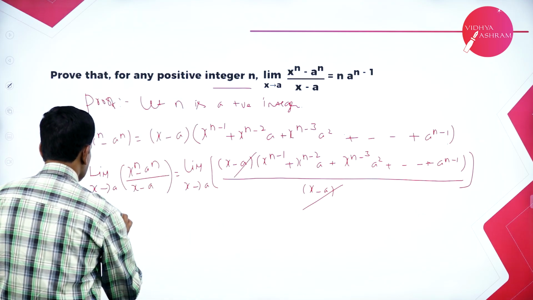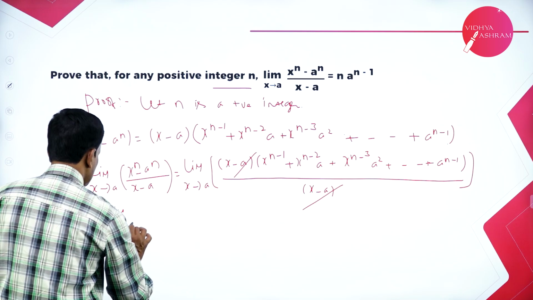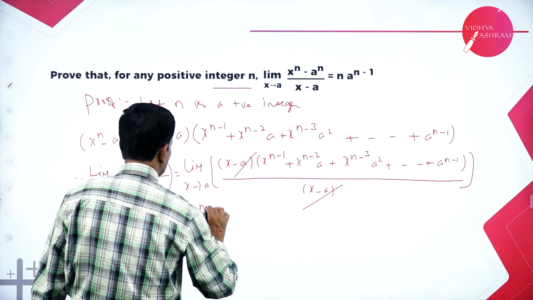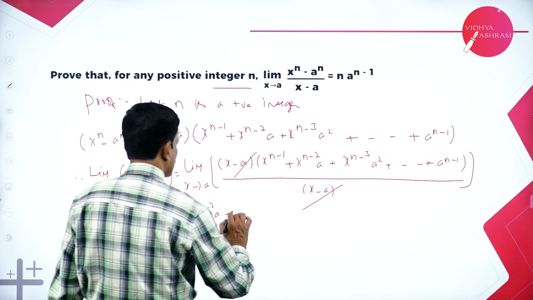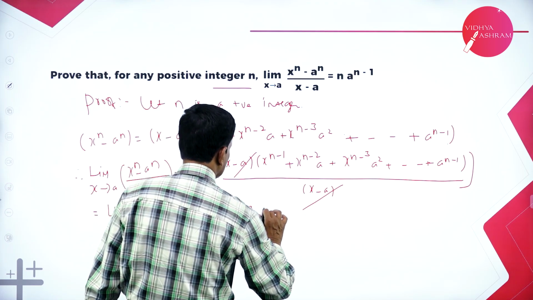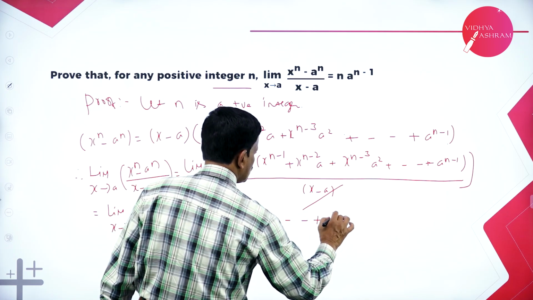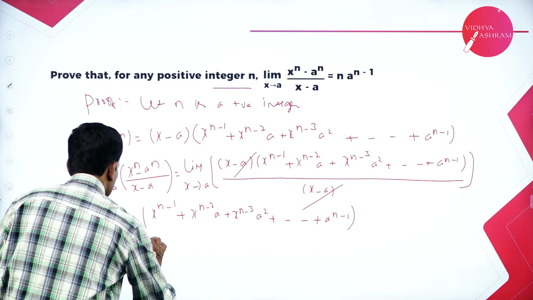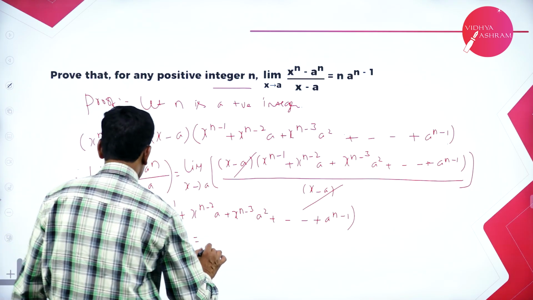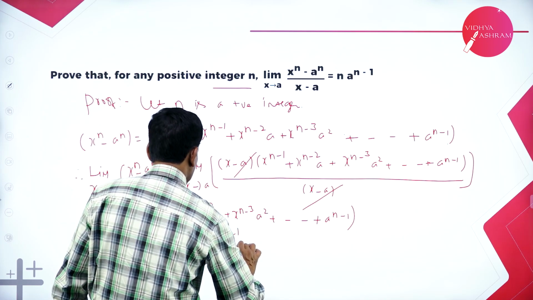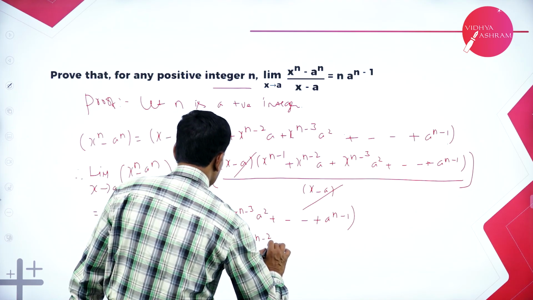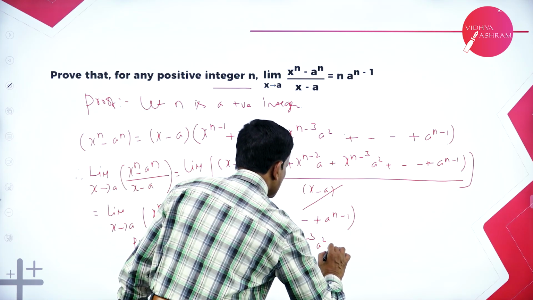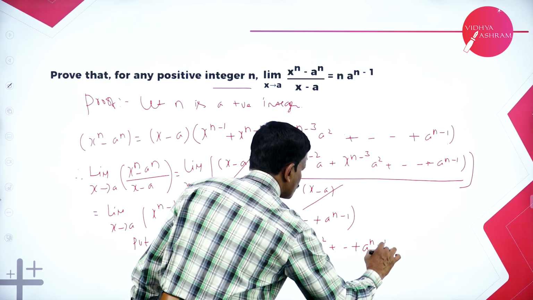So what we have is limit x tends to a of x to the power of n minus 1 plus x to the power of n minus 2 into a plus x to the power of n minus 3 into a square, etc. The last term is a to the power of n minus 1. Now apply the limit. Put x is equal to a. This is equal to a to the power of n minus 1 plus a to the power of n minus 2 into a plus a to the power of n minus 3 into a square, etc. The last term is a to the power of n minus 1.